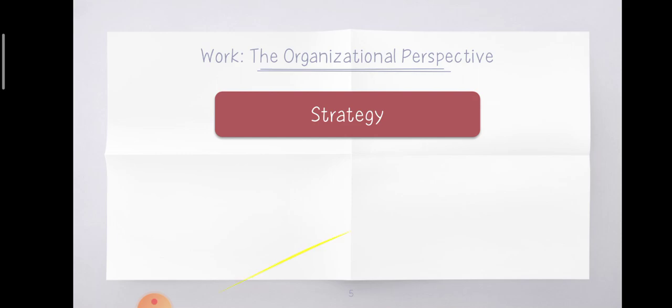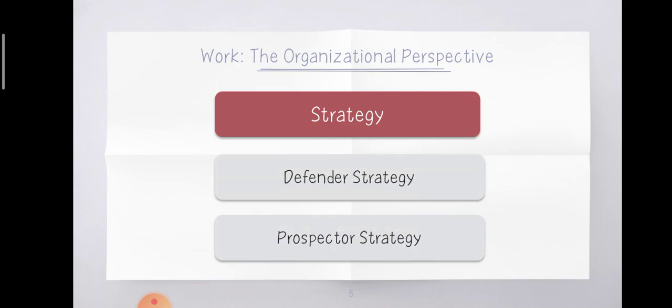Now, when it comes to strategies, there are two types. I think I have also mentioned this in the previous module: the defender and the prospector strategy. The business strategy selected by management determines the structure most appropriate to the organization. Whenever management changes its business strategy, it should also reassess its organizational structure. So they go hand in hand.